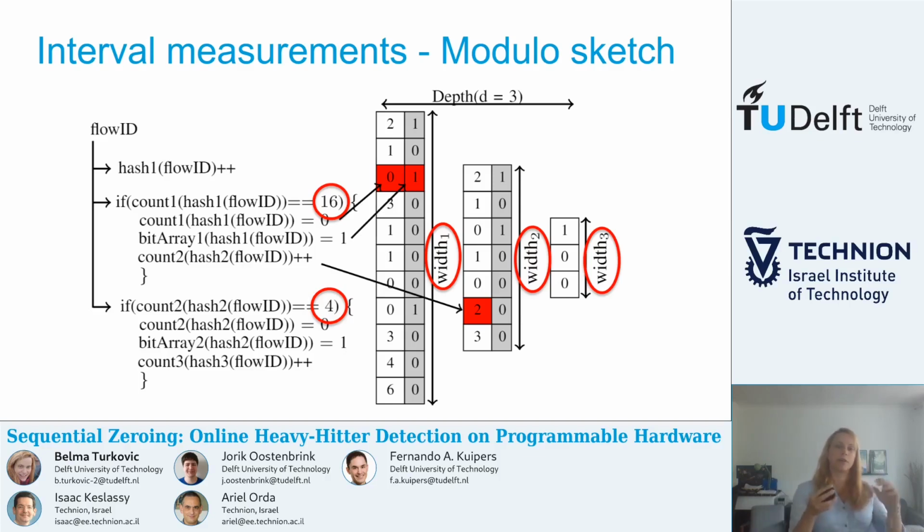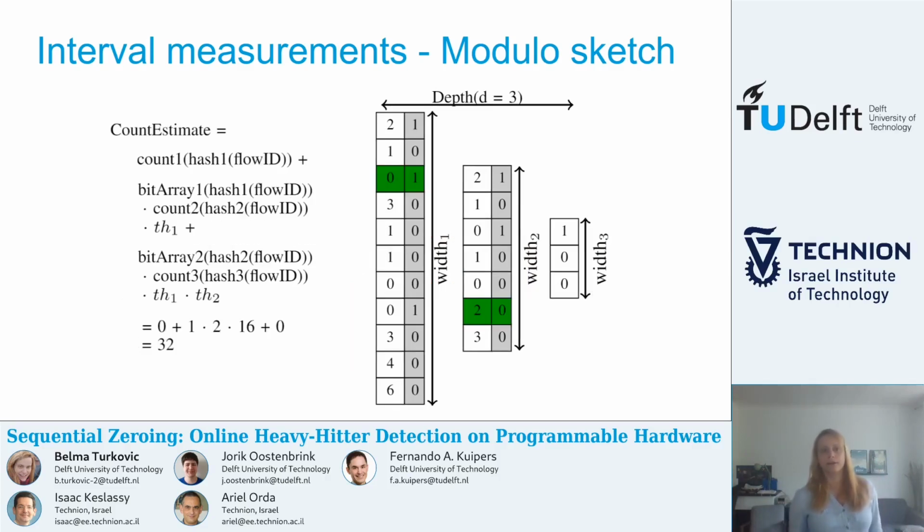Thus, by reducing also the counts of the second and third table, we can add more counts to the first table. Thus, we can decrease the amount of collisions in the first table. Finally, to actually estimate the count, we summarize the counts in all the stages, where we, of course, take into account that the later stages count in the multiples of the threshold.